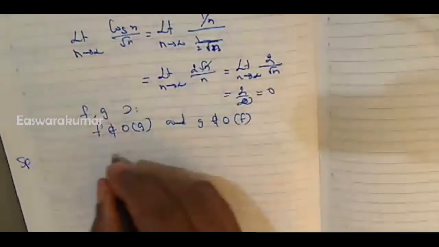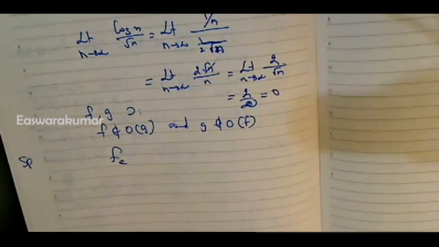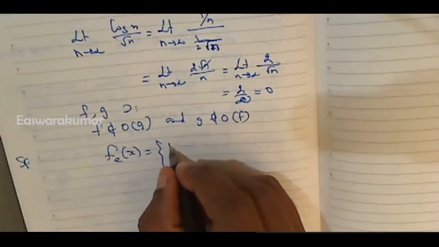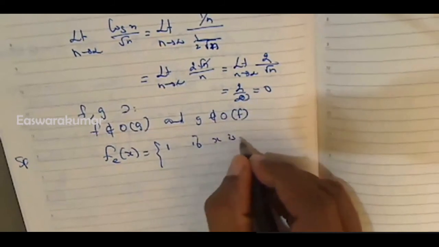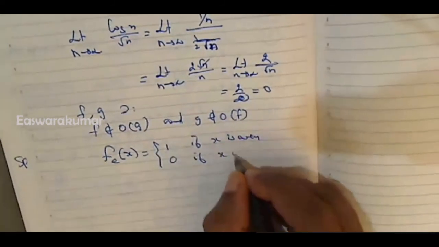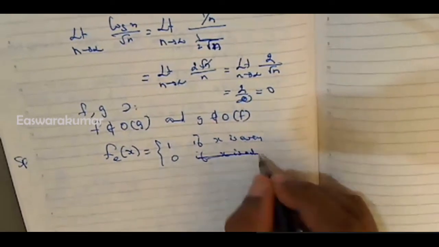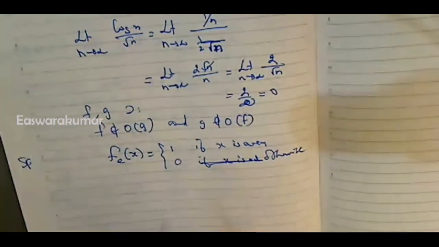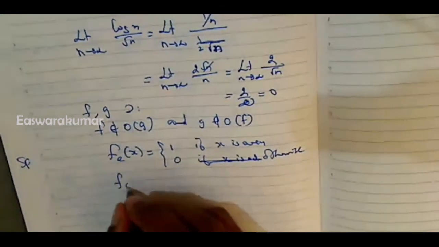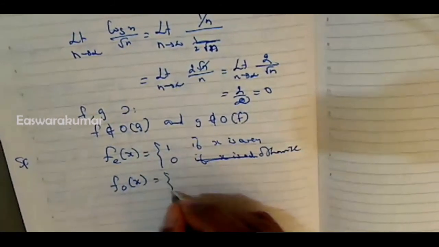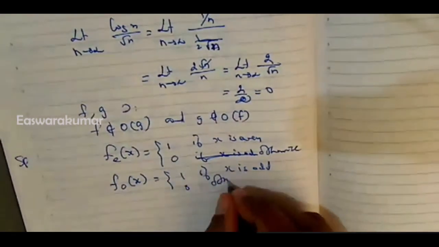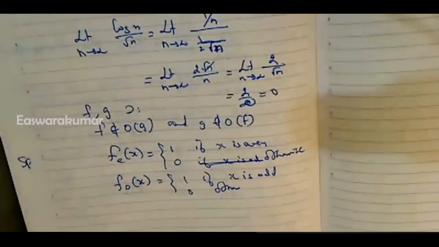One example I can say is I can define an even function. One of the functions is the even function, that is fe. So fe of x is, I am defining it like that: fe of x is equal to 1 if x is even and 0 otherwise. So if it is even, the value is 1; if it is odd, it will be 0. I can also define another function fo of x that is equal to 1 if x is odd, 0 otherwise. So this is the even function, this is the odd function.